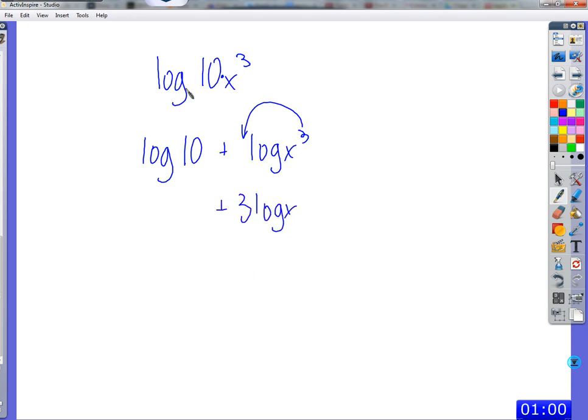What's the base of this log? 10. What is log base 10 of 10? 1. 10 to the 1 is 10. So 1 plus 3 log x. There we go. It's expanded and it's simplified.